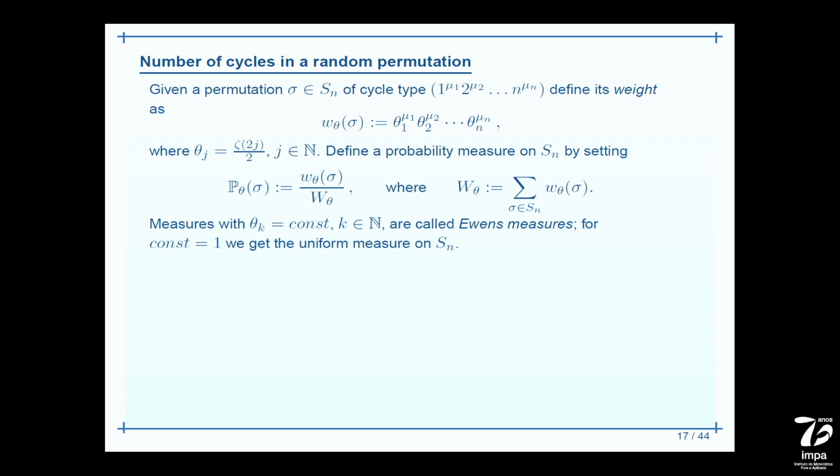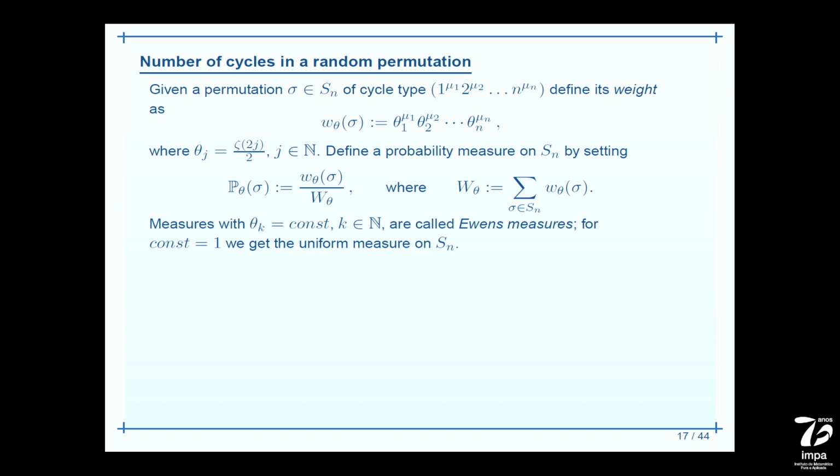Namely, I will introduce a strange probability measure on the set of permutations. I will consider permutations not equidistributed, but I will twist the measure a bit. And if somebody has seen Evans' measure, this is very similar to Evans' 1/2 measure. So I will do the following thing.